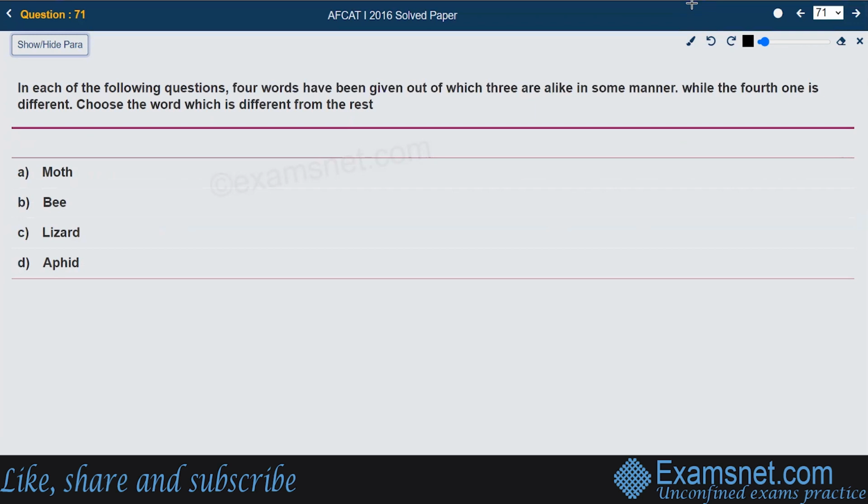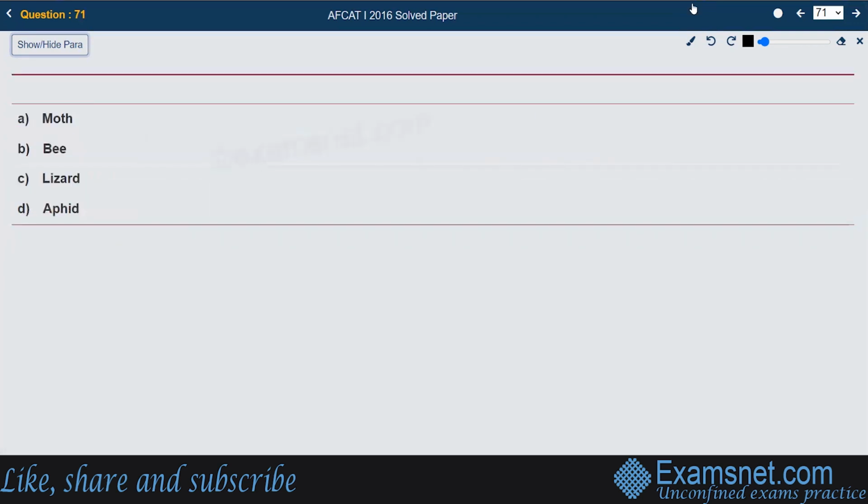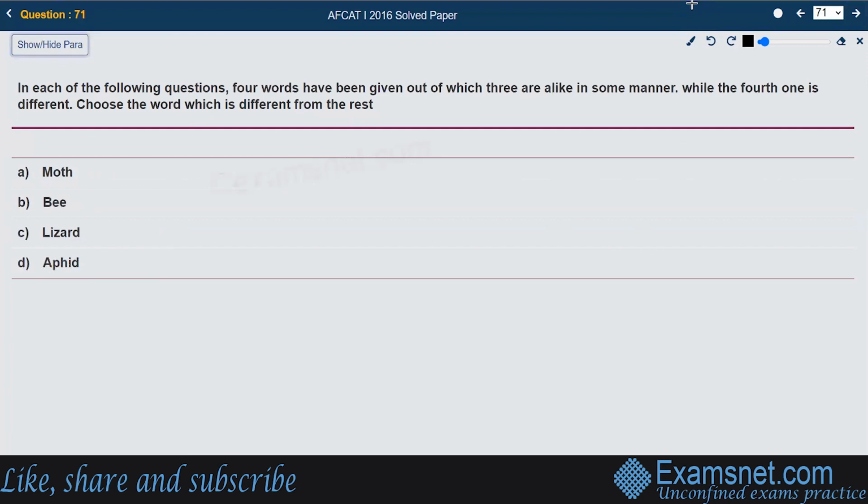Okay, the next question. What we are supposed to do, if we see the question, in each of the following we have been given three that are alike in some manner, and we are supposed to find out the odd one out, right? Rather, there are four words given. One out of them is completely odd in nature, that doesn't fit the same pattern. So we are supposed to find out that odd one out. Let us look at the options first.